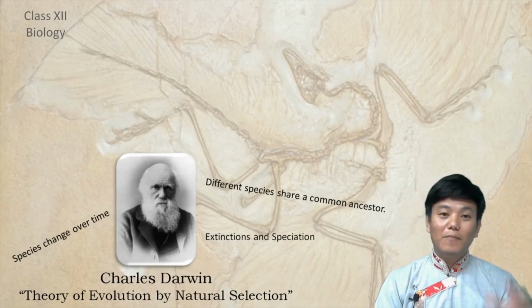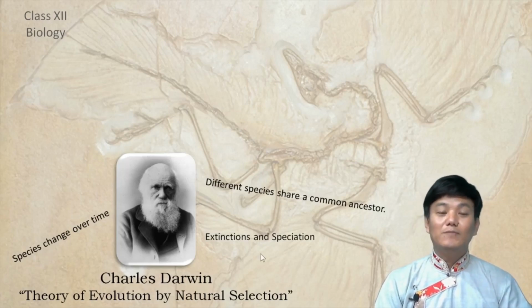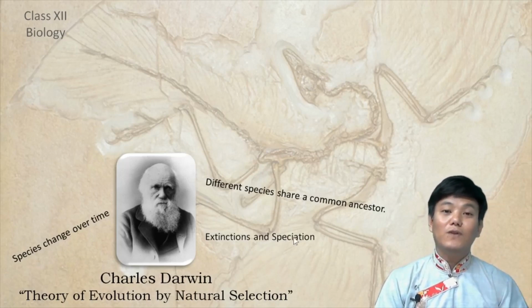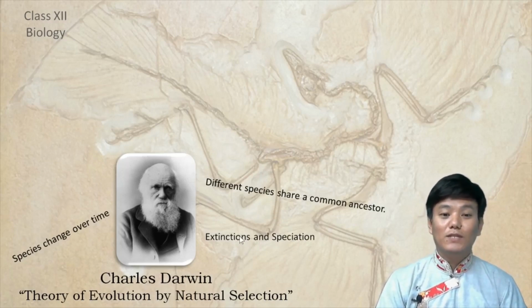The main ideas behind this particular theory are that species change over time. There have been extinctions in the past as well as speciation. By speciation we mean the appearance of new species. And different species share common ancestors. So these are the main ideas behind his theory of evolution by natural selection.